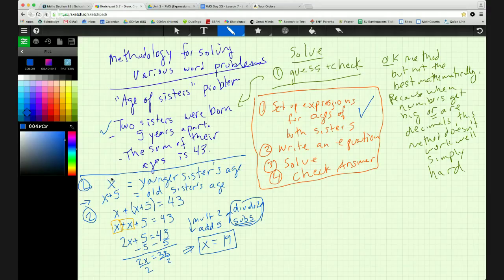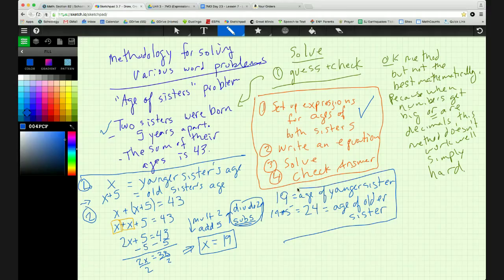Well, I know that x is 19, so my younger sister, 19 equals age of younger sister. And our older sister is x plus 5. So 19 plus 5 equals 24 equals age of older sister. And we can just call out, we can box our two answers if we really want to be really explicit for Mr. Lipscomb.